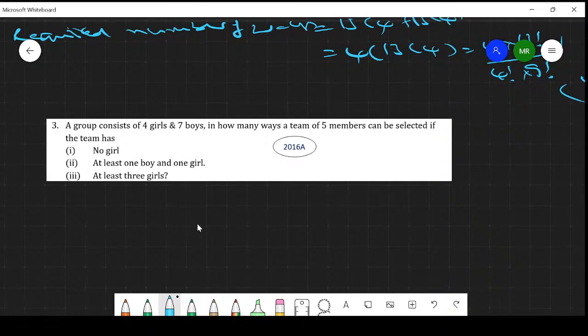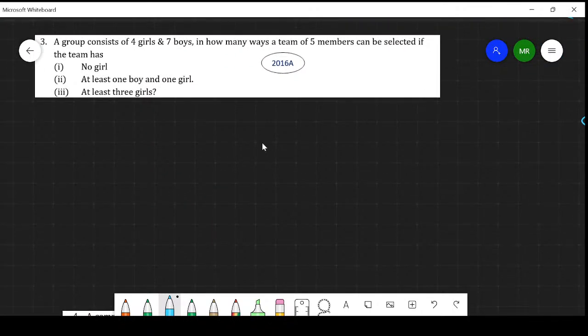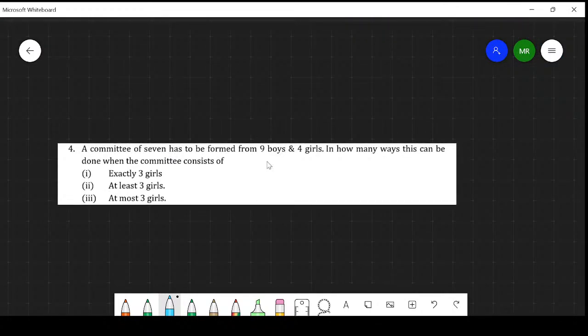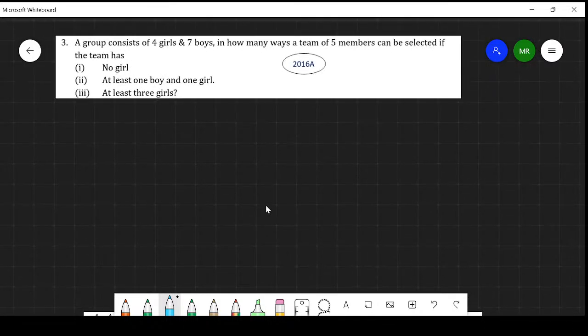Now you observe here, so I completed that one. Now the third problem. I am going to explain it, and after that another 2 problems are there. With this the topic will be completed today. You can see here, it won't take much time. A group consists of 4 girls and 7 boys. How many ways can a team of 5 members be selected if the team has no girl?